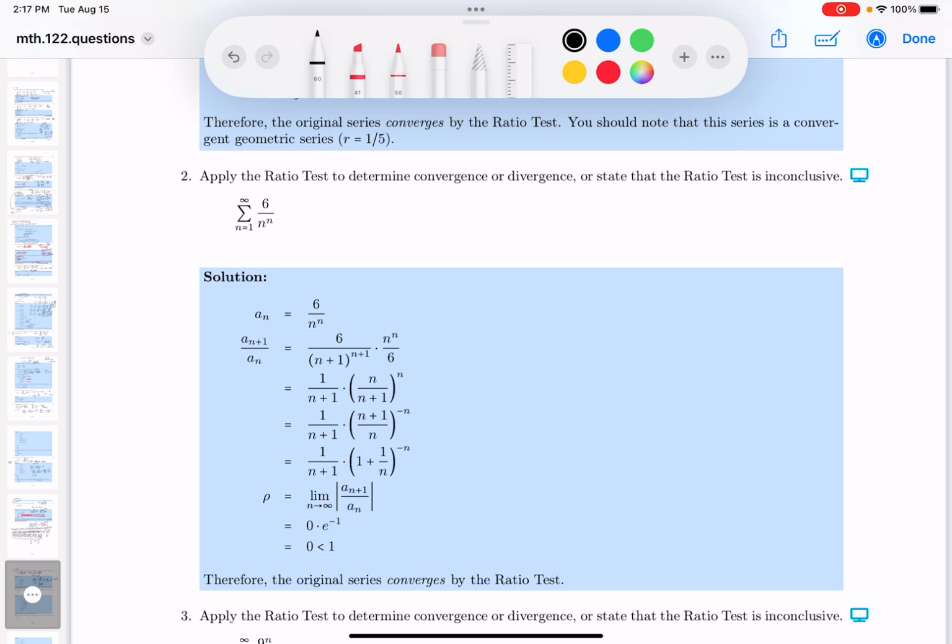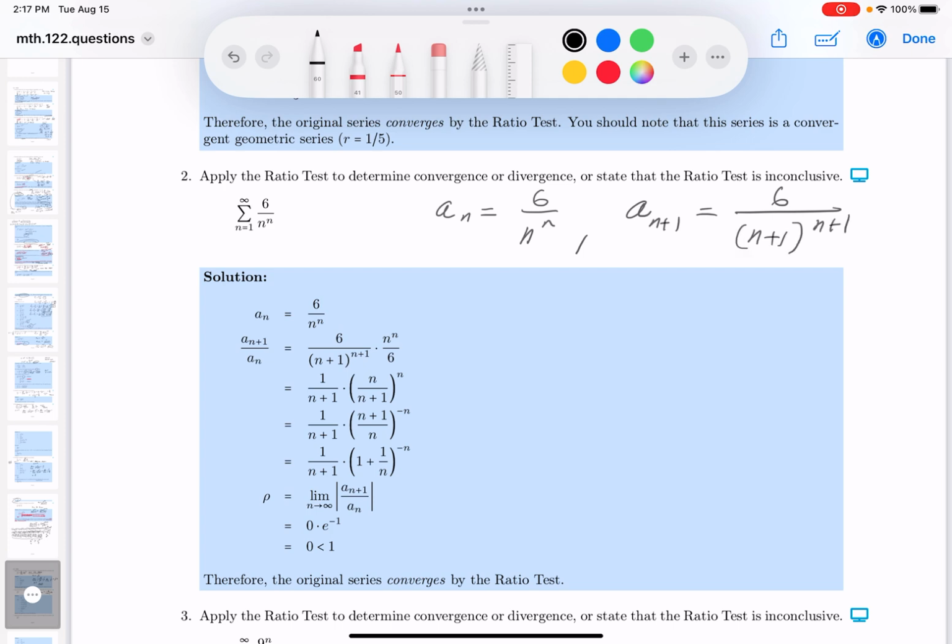Okay, number two, and apply the ratio test on that. Let's take a look at it and let's write it down. So a_n is 6 over n to the n. I'll write this down as 2, a_n plus 1, 6 over n plus 1 to the n plus 1.